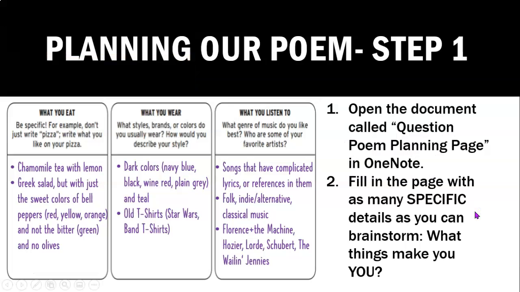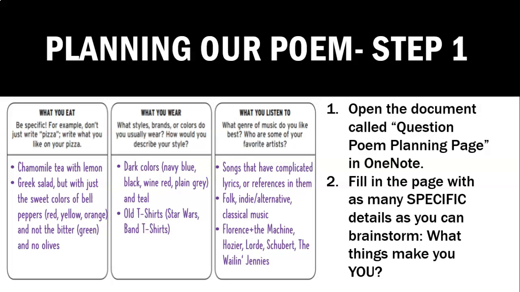So, we're going to go step by step through this poem. Step 1 of planning your poem is to open the page in OneNote called Question Poem Planning Page. There are going to be multiple boxes, and those boxes will have instructions on them. For instance, one of the boxes says what you eat. You're going to fill in as many super specific details as you can while you brainstorm.